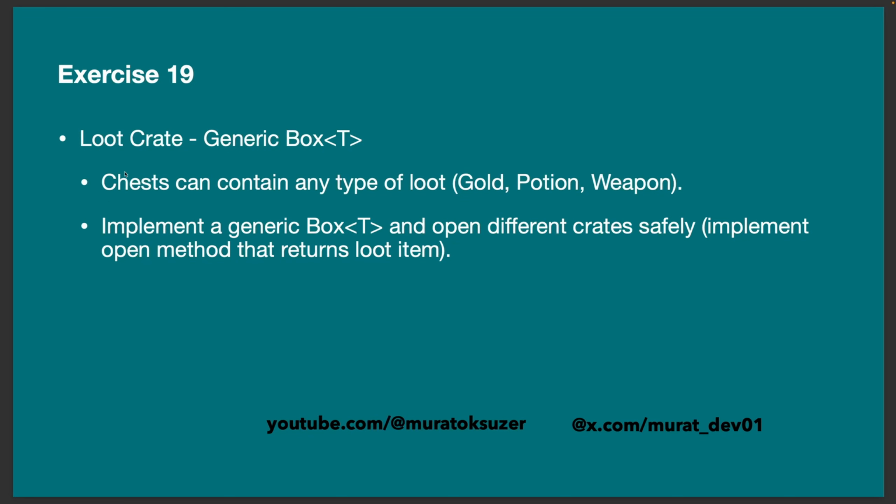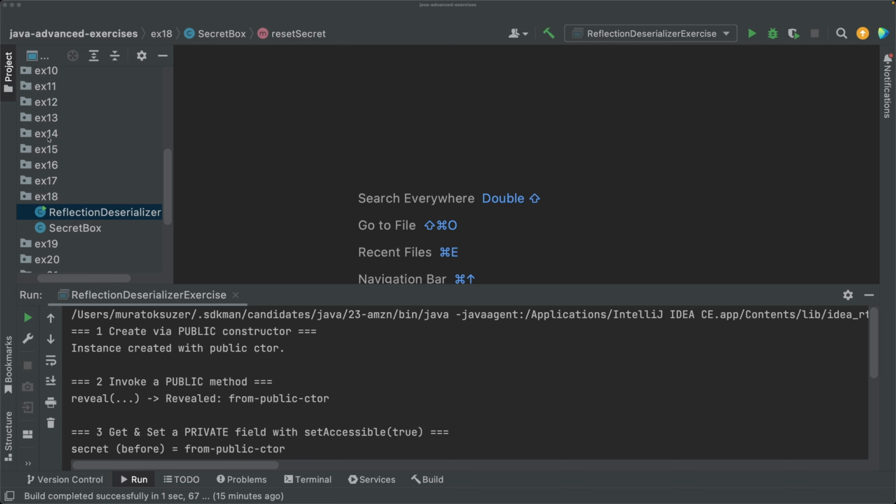Let's move on to generic exercises. This is loot crate exercise. Chests can contain any type of loot: gold, potion, weapon. Implement a generic box class and open different crates safely. Implement open method that returns loot item.